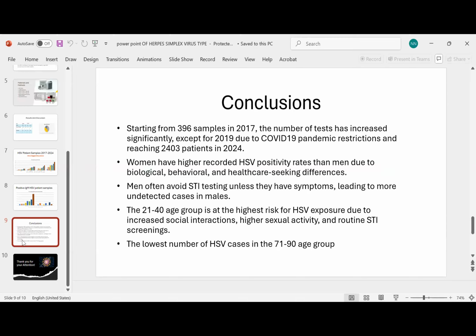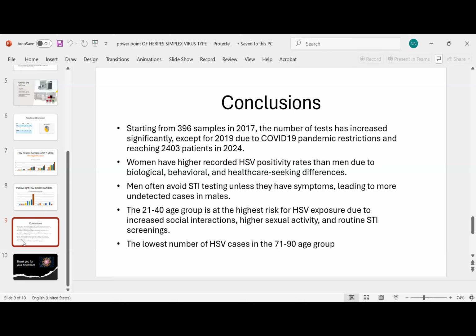The 21 to 40 age group is at the highest risk for herpes virus exposure due to increased social interactions, higher sexual activity, and routine sexually transmitted infection screening. Encouraging safe practices, regular testing, and awareness can help manage and prevent infection in these age groups. The lowest number of herpes simplex virus cases in the 70 to 90 age group is due to reduced exposure, fewer new sexual partners, underdiagnosis, and immune system adaptation over time.